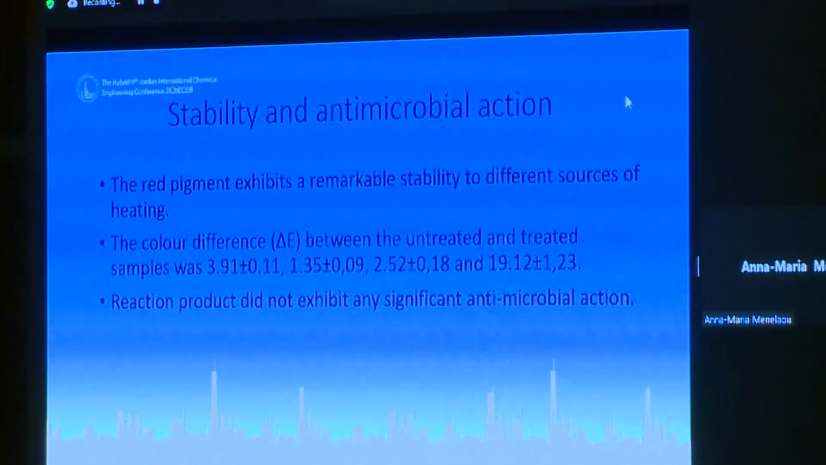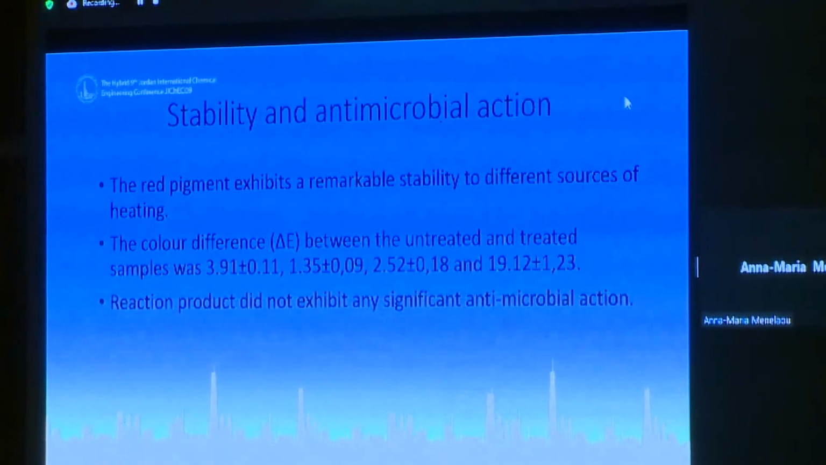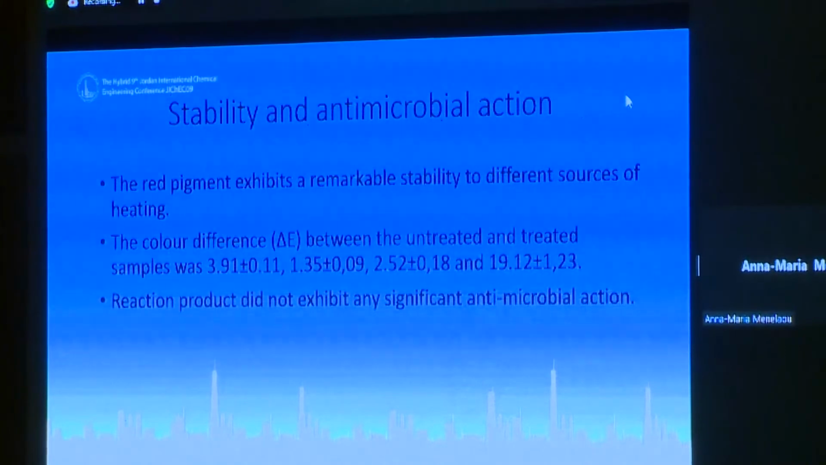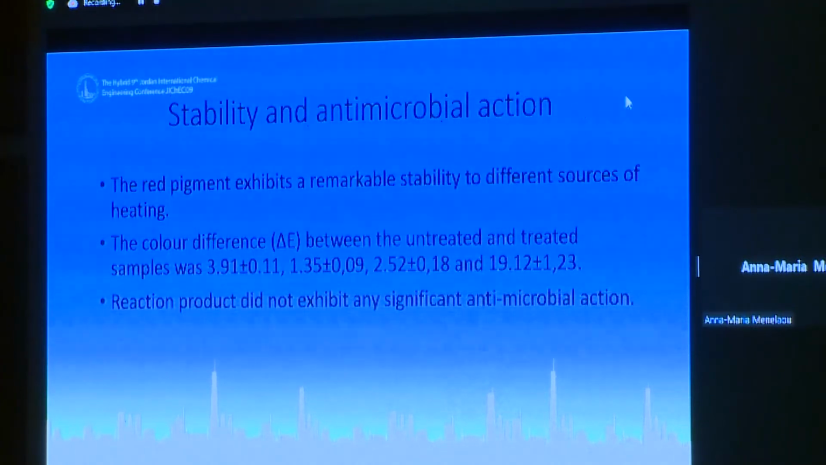The reaction product did not exhibit any significant antimicrobial action. Nevertheless, 5CQA on its own is a non-antimicrobial agent. However, when it reacts with tryptophan, there is a negligible amount of 5CQA remaining in the final product.